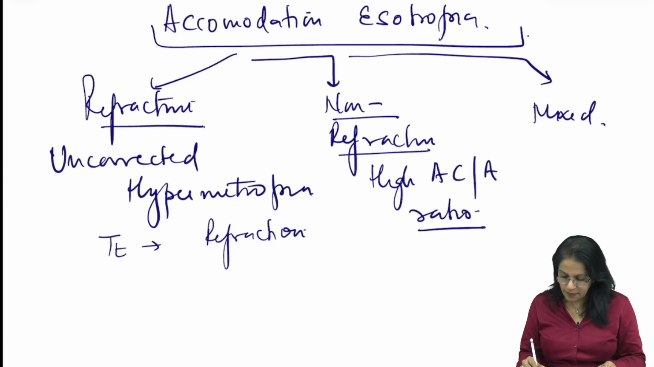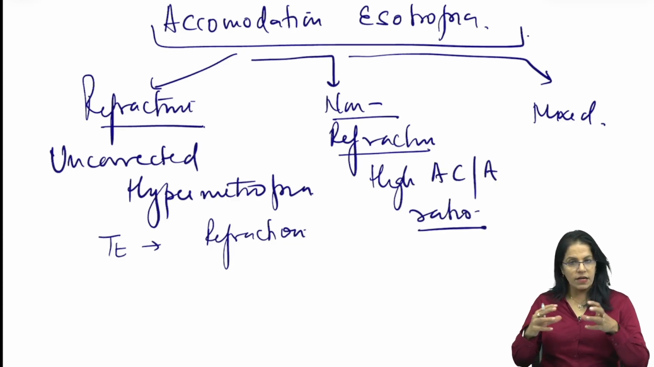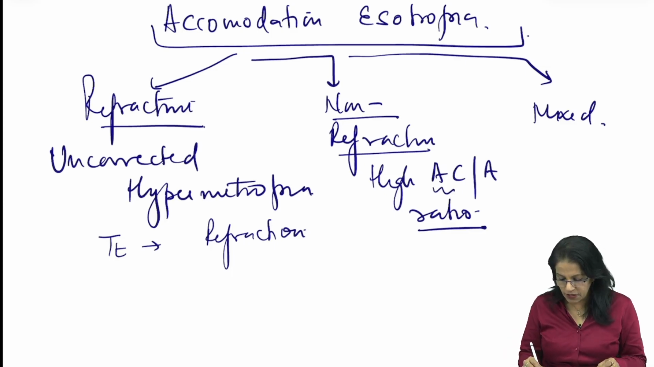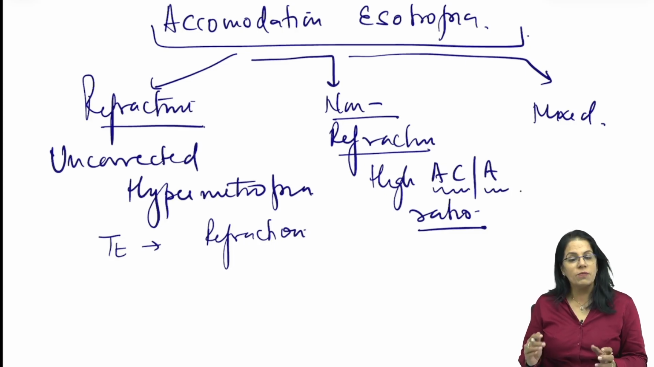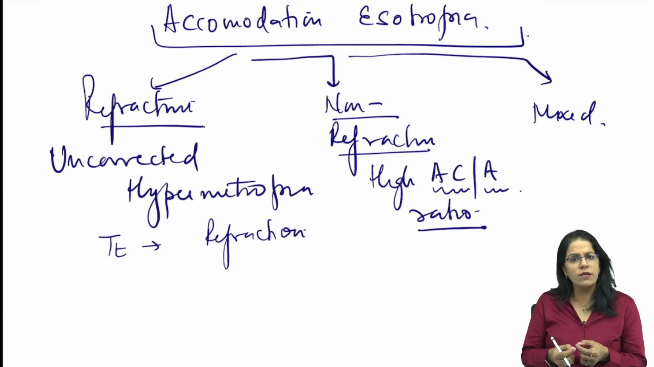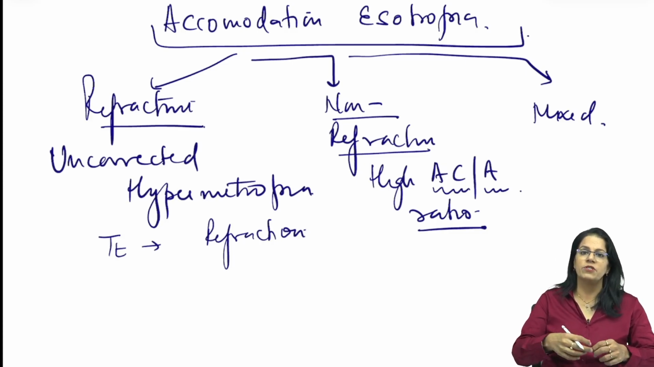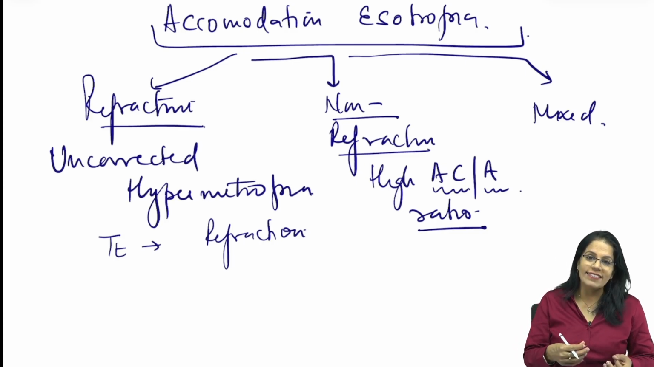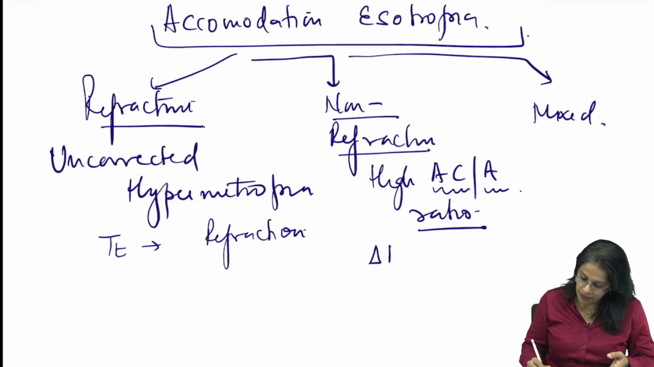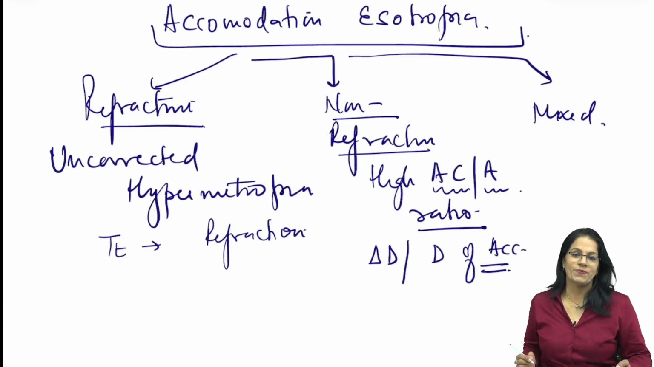Okay. What is AC by A ratio? What is the accommodative convergence per accommodation? Some children, like a motor imbalance, are born with high AC by A ratio, meaning even if there is a little accommodation exerted, there will be convergence of the eyes, or convergent squint. You got it? So, AC by A will be how much convergence in prism diopters per how much diopter of accommodation. This is how we depict AC by A ratio.